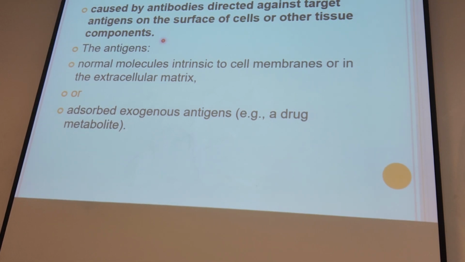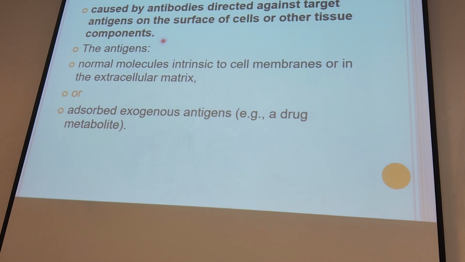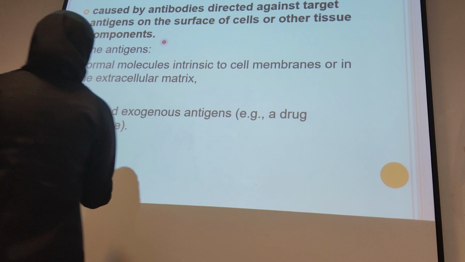Purpura, yes, ITP, for example, purpura. That's because of the action of antibodies against antigens on the surface of platelets. Or, for example, hemolytic anemia. Yes. So, in type 2 hypersensitivity, we have antibodies against antigens on the surface of cells. For example, these antigens may be intrinsic or extrinsic.